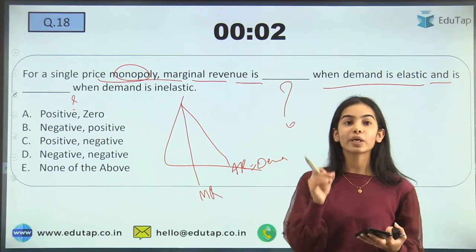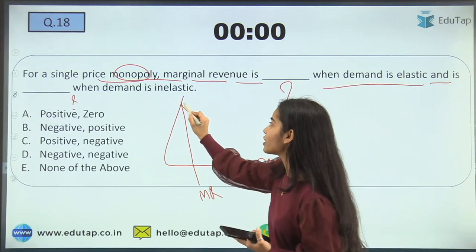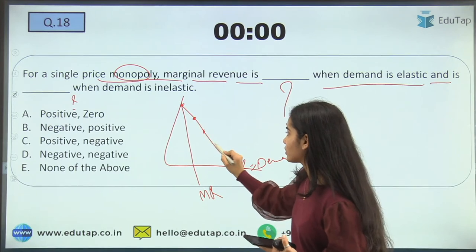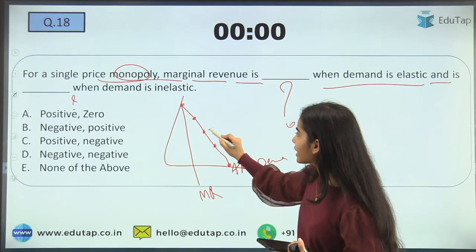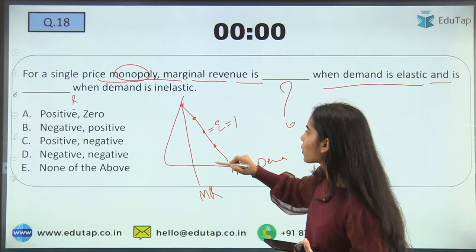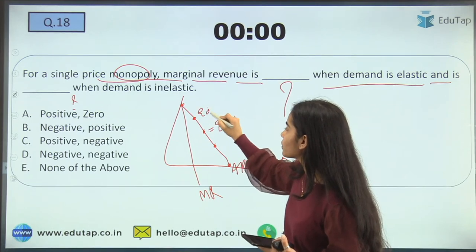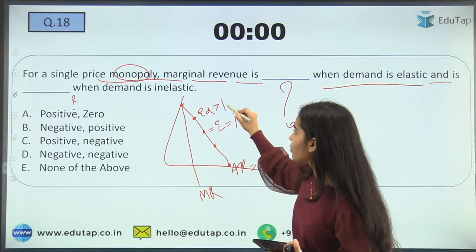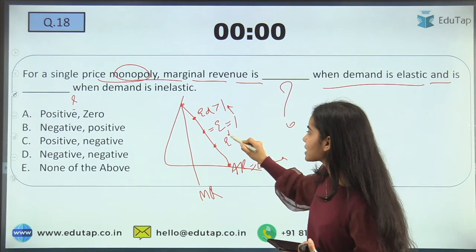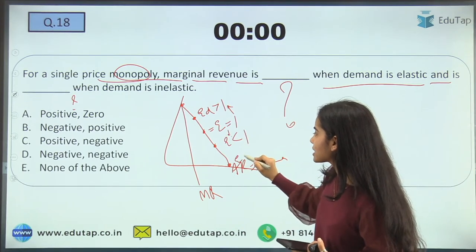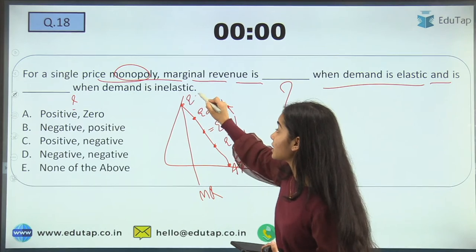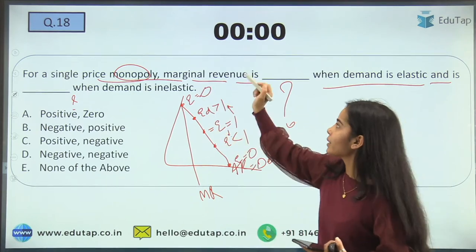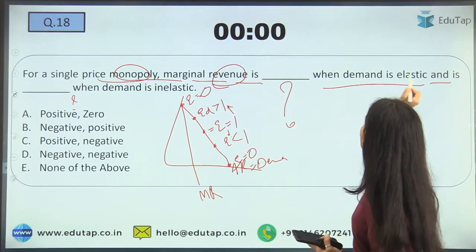On the demand curve, you can see the elasticity at each and every point. Okay, so here elasticity is equal to 1. Here the elasticity is greater than 1. Above is greater than 1, below is elasticity less than 1. Here the elasticity is equal to 0. Here the elasticity is infinity. So you have to tell that marginal revenue is dash when demand is elastic.